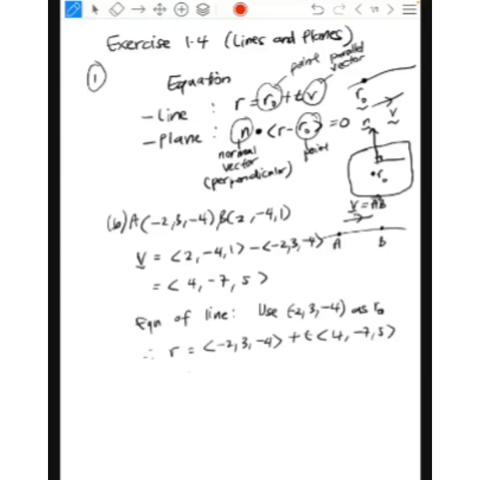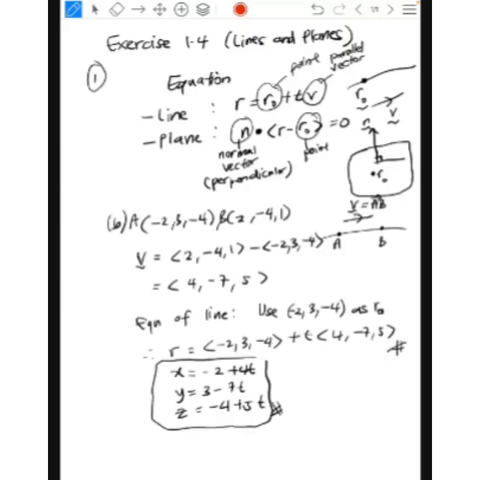And then the question asks you to find the parametric equation. So this is the vector equation of the line. When the question asks you to find the parametric equation, you have to write in terms of x, y, and z, which is x is -2 plus 4t, and then y is 3 minus 7t, and then z is -4 plus 5t. This is your final answer. Faham? And then question number 1 pun sama.